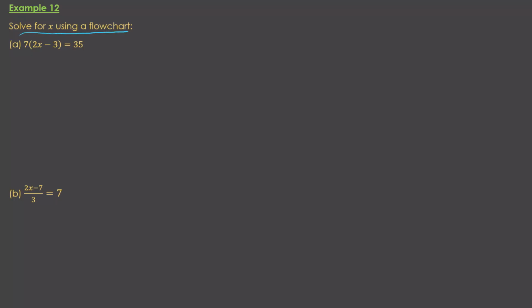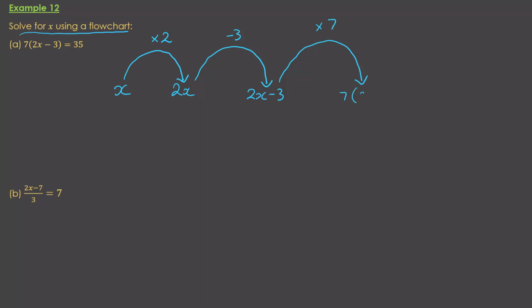Solve for x using a flowchart. So let's look at our x here. The first thing that happens to that x is it gets multiplied by 2. That gives us 2x. We then subtract 3, giving us 2x take away 3. And then we multiply by 7, giving us 7(2x take away 3).